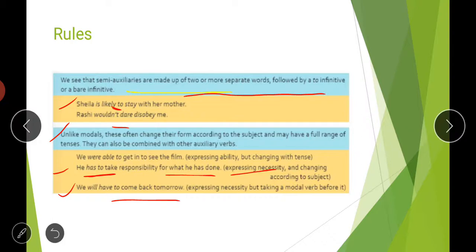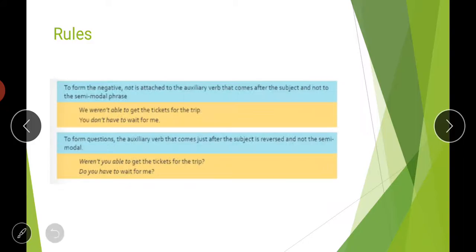So we will have to. Again, here have to is your semi-modal and will is your auxiliary verb, the modal auxiliary verb. So it is coming before the have to to express the necessity of something. We will have to come back tomorrow. So all these are semi-modals, and you will learn the use of these when you apply them in more and more sentences, then you will be able to understand their roles.